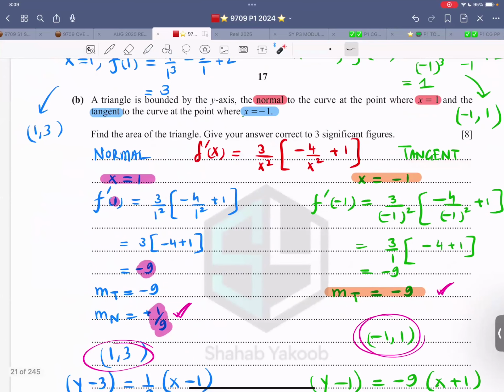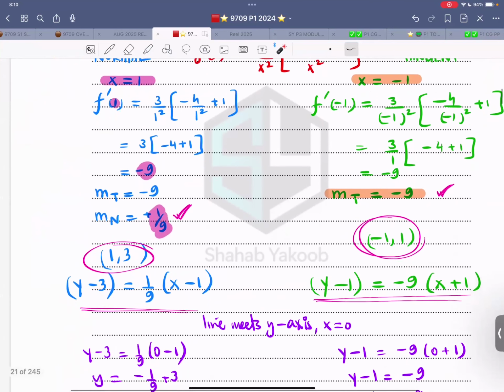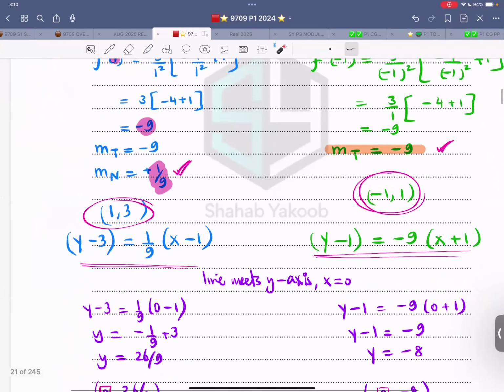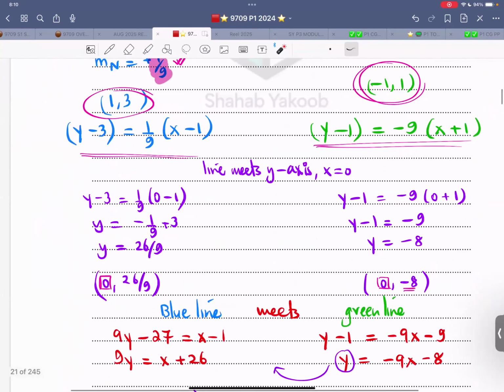For tangent, if I plug in negative 1 in f', I get negative 9. That is the gradient of tangent. That is the point. So now it's not difficult. It's elaborate working. Maybe when you join everything, that might be difficult. But right now, this is what it is. This is the equation of normal. This is the equation of tangent.